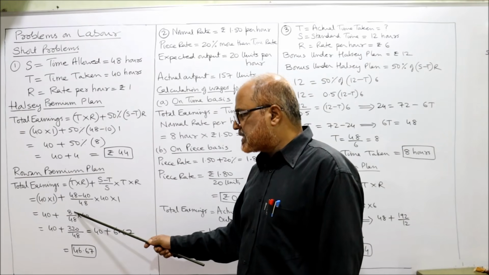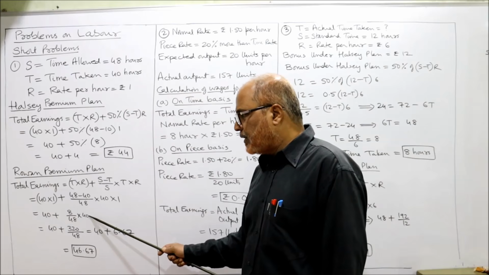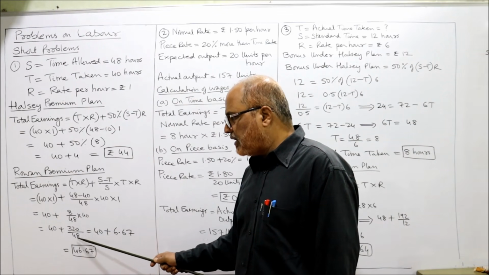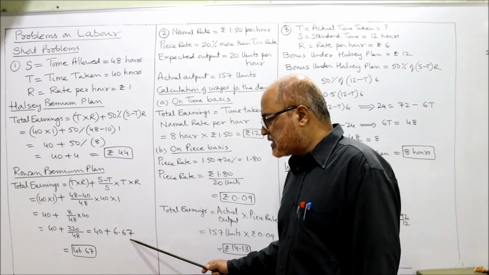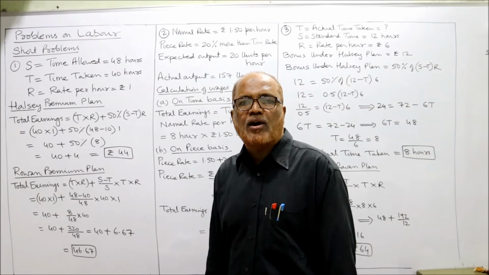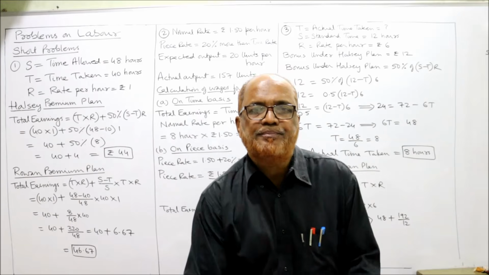48 minus 40 is 8, divided by 48, into 40 into 1, which is 40. So 40 into 8 is 320, divided by 48. It comes to 6.67. So 46.67 is the total earnings according to the Rowan plan. This is the end of the first problem.